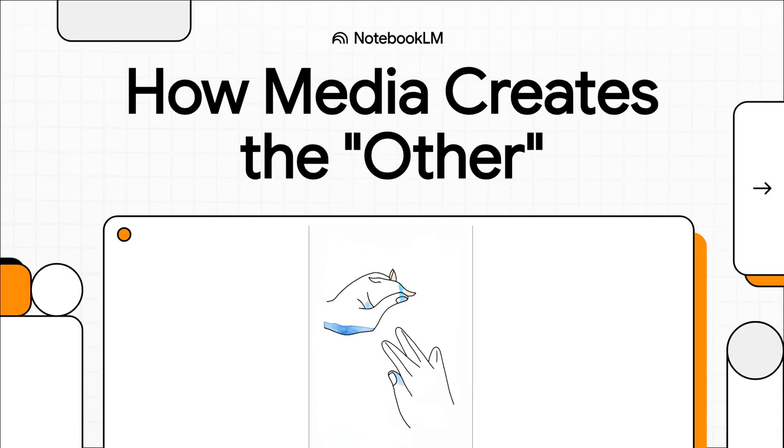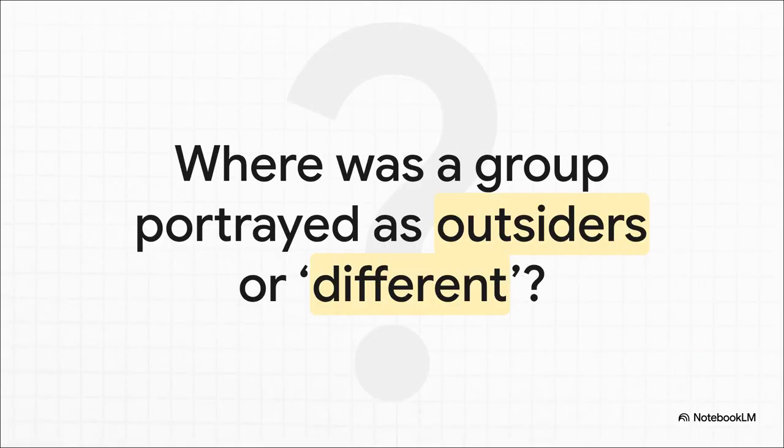Welcome to The Explainer. Today, we're going to break down a powerful pattern you see in movies and TV all the time, often without even realizing it. We're talking about how media shapes our perception of entire groups of people by casting them as the other. So let's just dive right in.